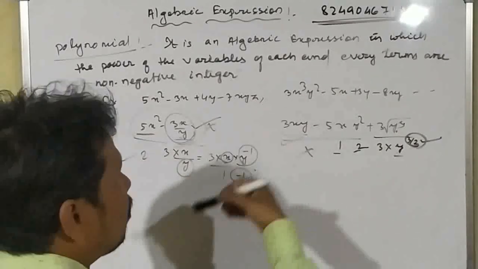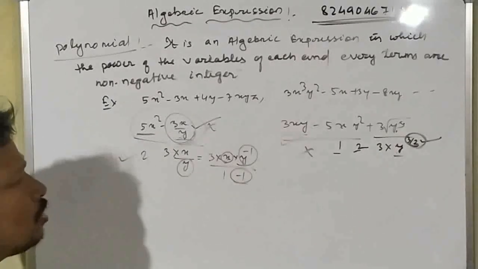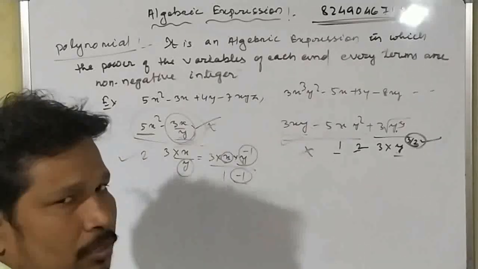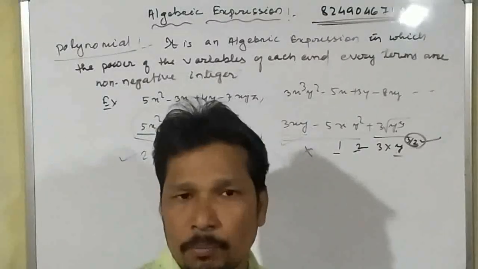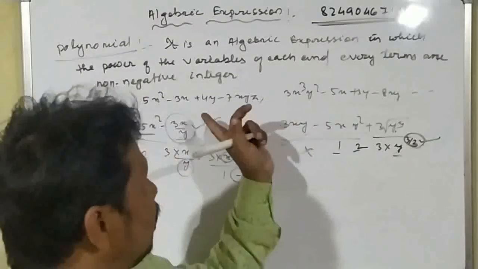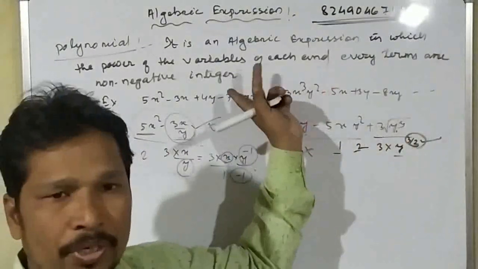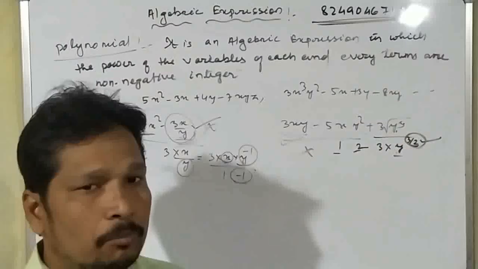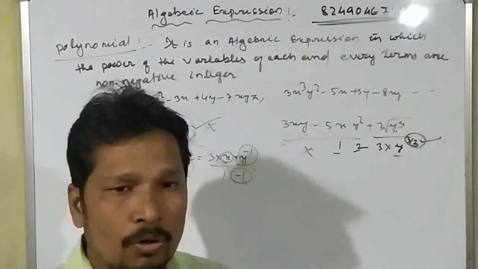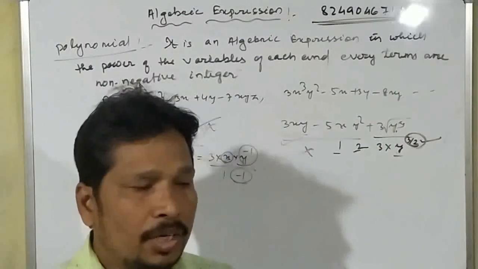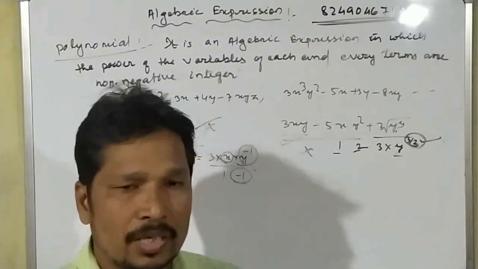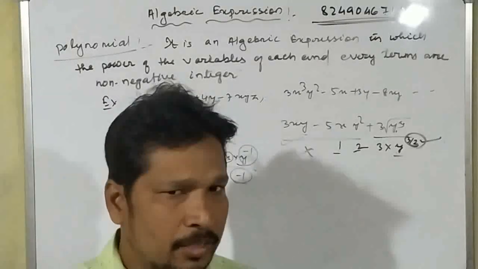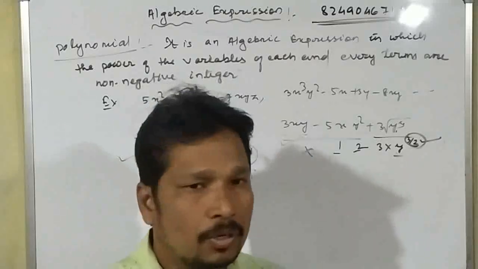Students, these are some examples which are not polynomials, because in this topic we will read about polynomials. Simply, this type of algebraic expression we can call polynomials, but we must know under which conditions we can say that algebraic expressions are not examples of polynomials.